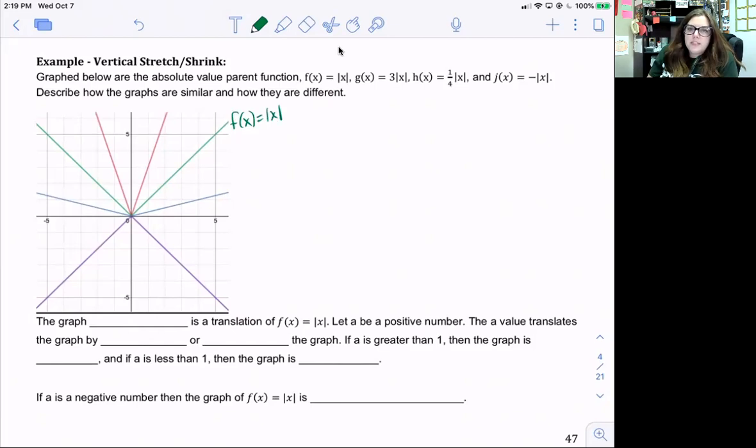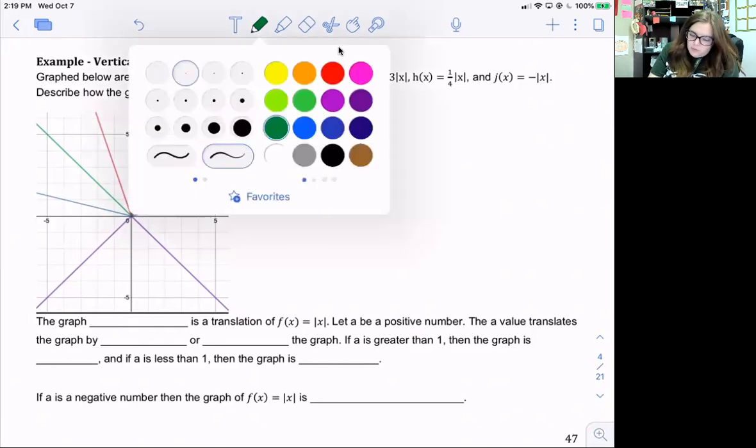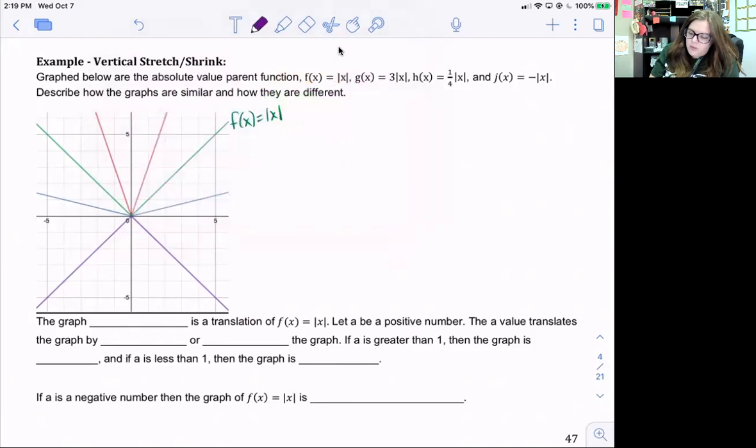We have g of x equals 3 times the absolute value of x. h of x equals 1/4 times the absolute value of x. And j of x equals negative absolute value of x. So if we talk this one through, let's start off with the one that's obviously different. j of x equals negative absolute value of x. It's our graph that's facing down.